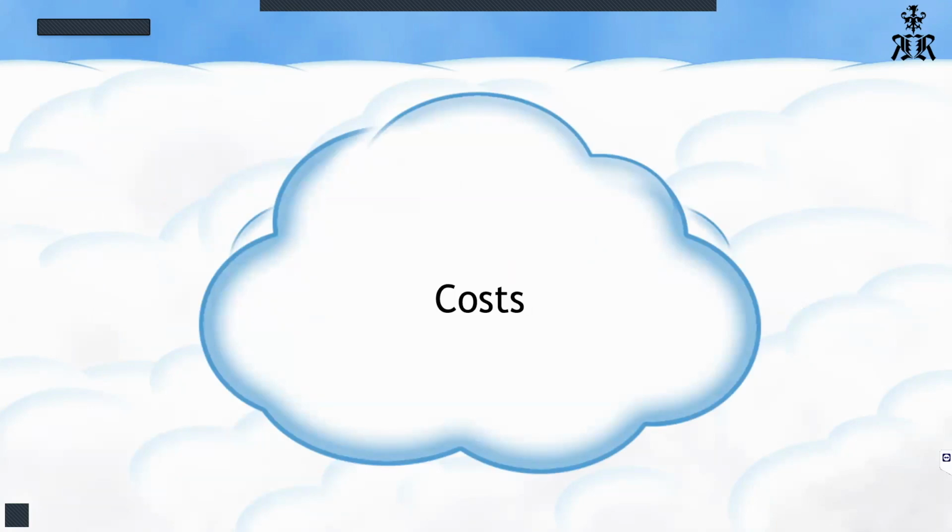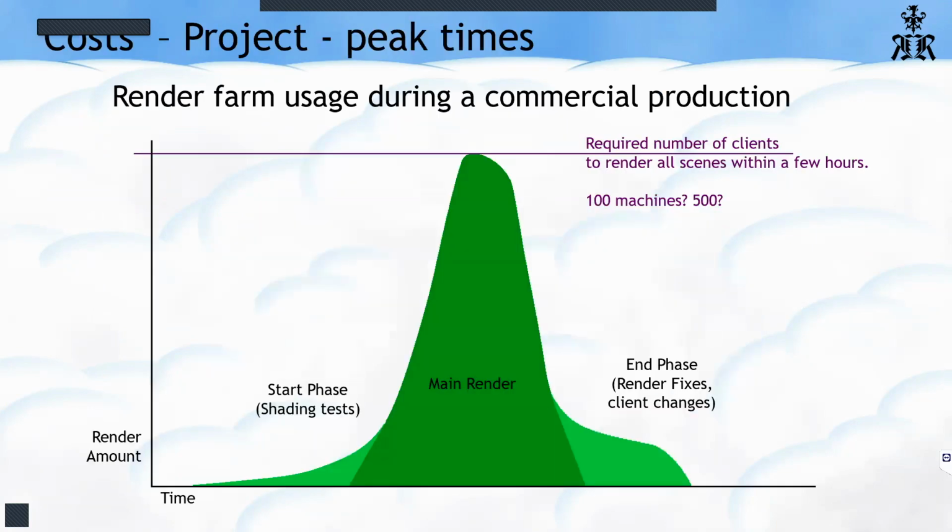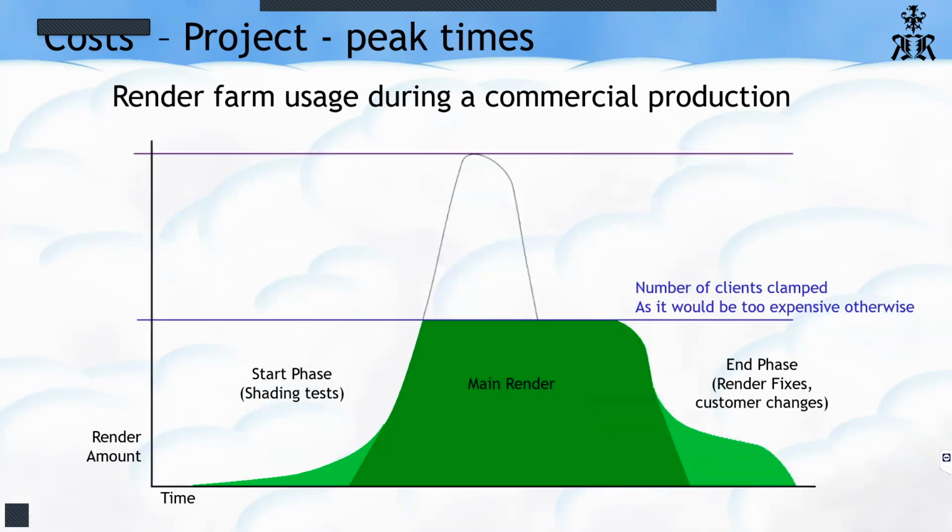Next topic, the biggest one, the most important one. So this is a typical project. You have a small start with a little bit of test rendering. Then you have the main render and the end phase where you have to render fixes or compose some stuff. And if you want to render all stuff within a few hours, you would need a lot of machines, like 100 or 500, which you never have. So what do you do? You usually clamp it to some amount of machines you can afford, and the project takes more time to render.